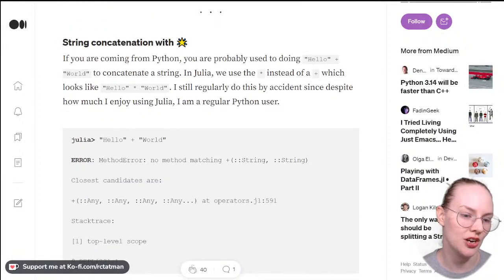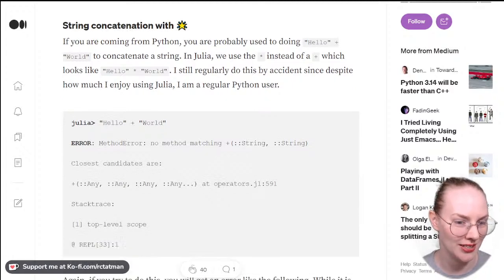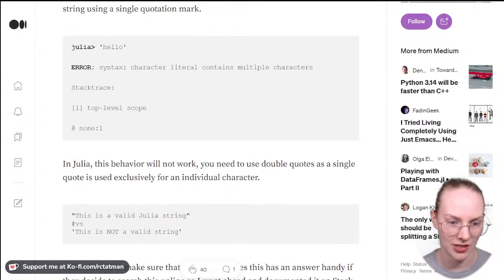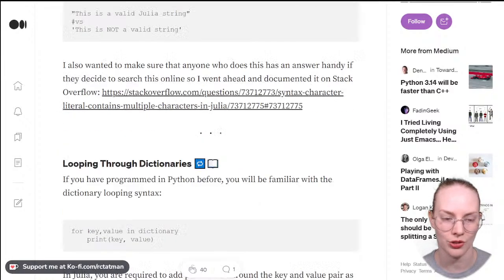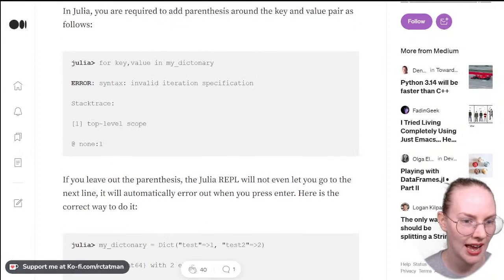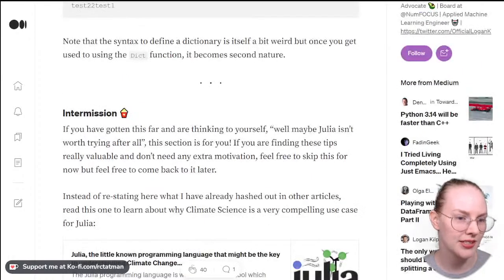String concatenation with star, not plus, which, good to know. Dealing with a string in single quotes, you can't do that. You need to use a double quote. Single quotes are only for individual characters. If you are looping through dictionaries, it looks like you need parentheses around the key value pairs.